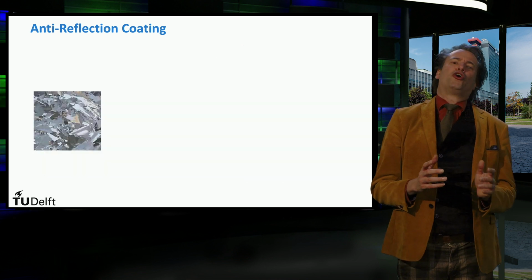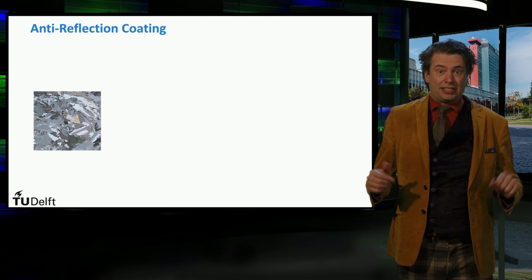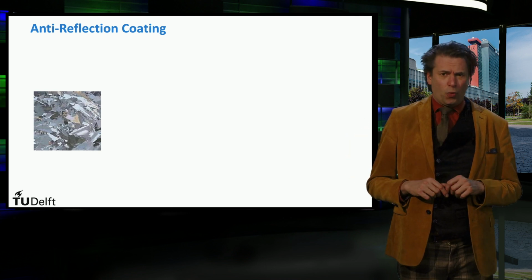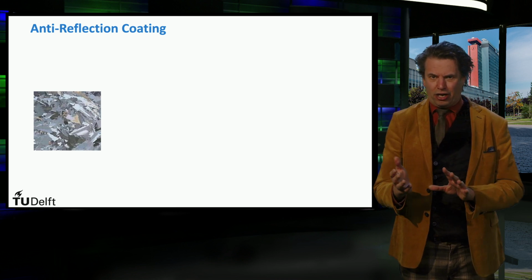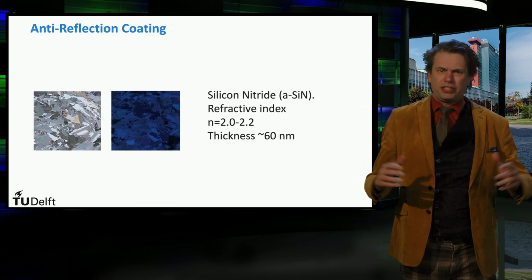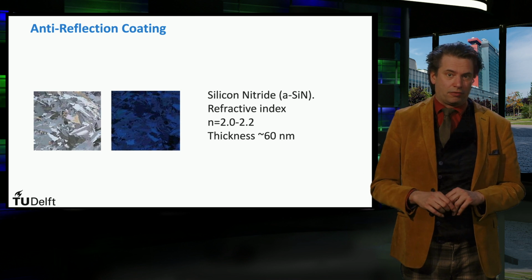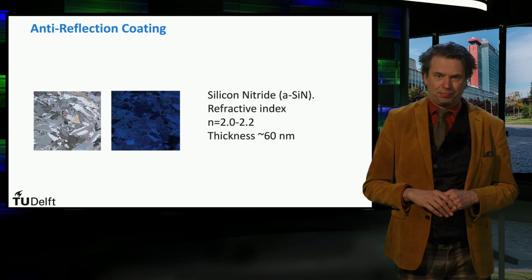As we have discussed earlier, one of the typical passivation layers of standard crystalline silicon is silicon nitride. Here we see a multicrystalline silicon wafer without the silicon nitride layer. We see that a lot of light is reflected by the wafer. Next to it, we see a multicrystalline silicon wafer with a silicon nitride passivation. As you can see, much less light is reflected.